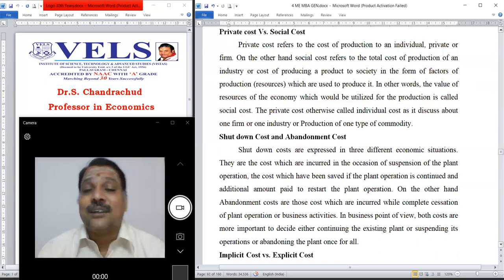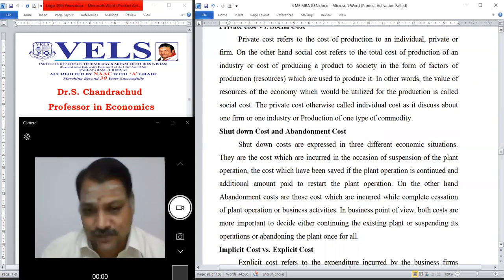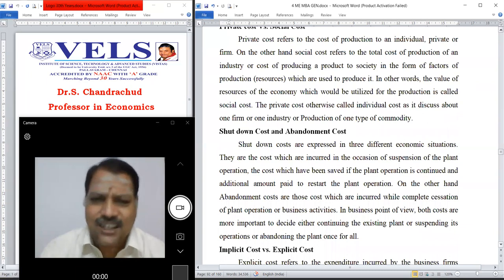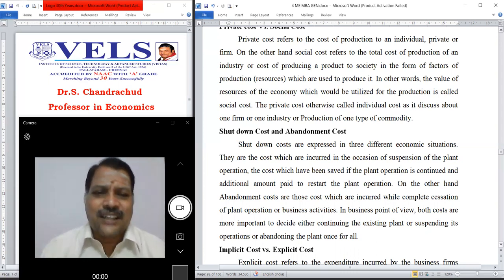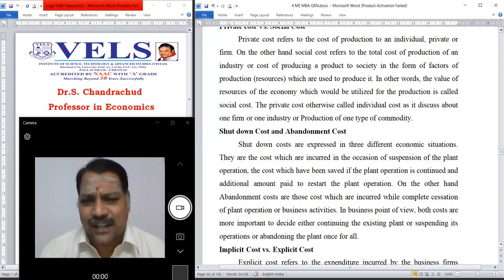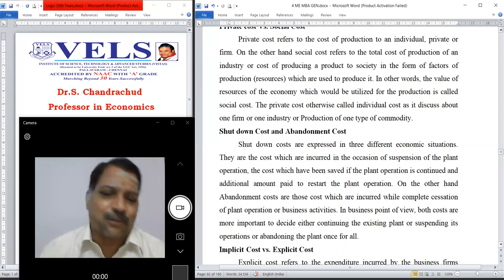The next distinction is shutdown cost and abandonment cost. Shutdown costs are expressed in three different economic situations. They are the costs which are incurred on the occasion of suspension of a particular plant operation, the costs which would have been saved if the plant operation is continued, and the additional amount paid to restart the plant operation.